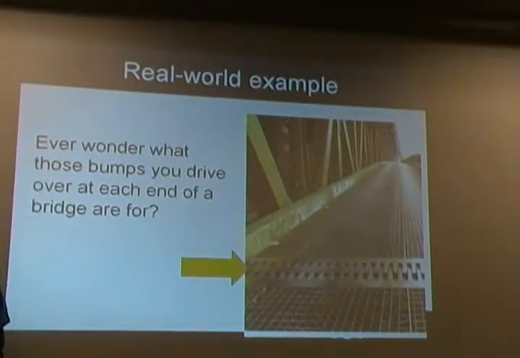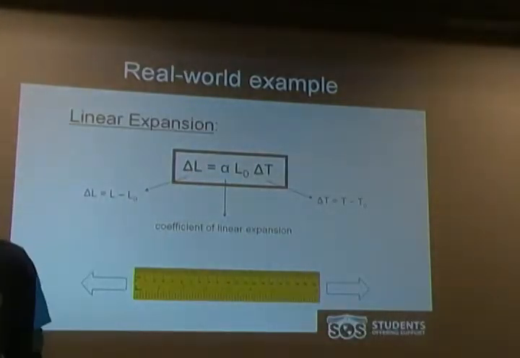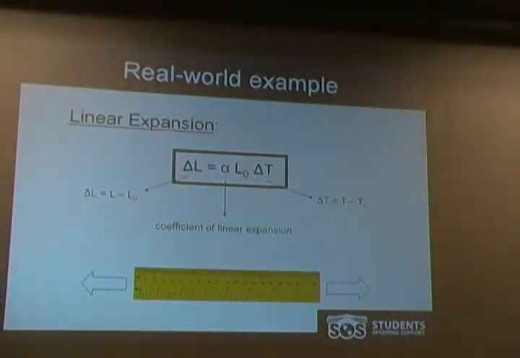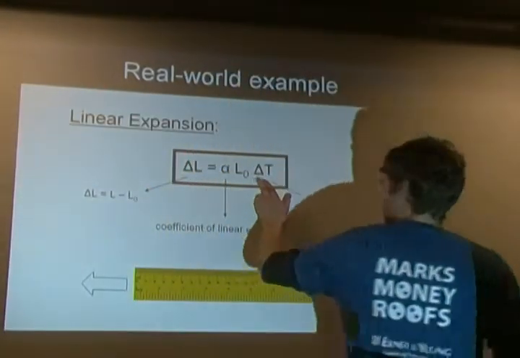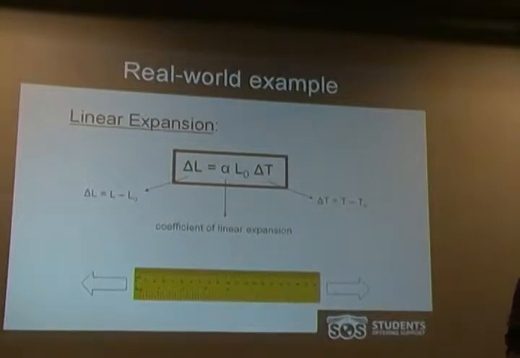You guys probably never thought of that, but at the end of each bridge, you drive along in your car, you got boom, boom at one side and then boom, boom at the other side. Never thought of it, but there's always one of these things at each end of the bridge, and it has to do with linear expansion. As things heat up, as our temperature value here increases, the length is going to change and get bigger with increased heat.